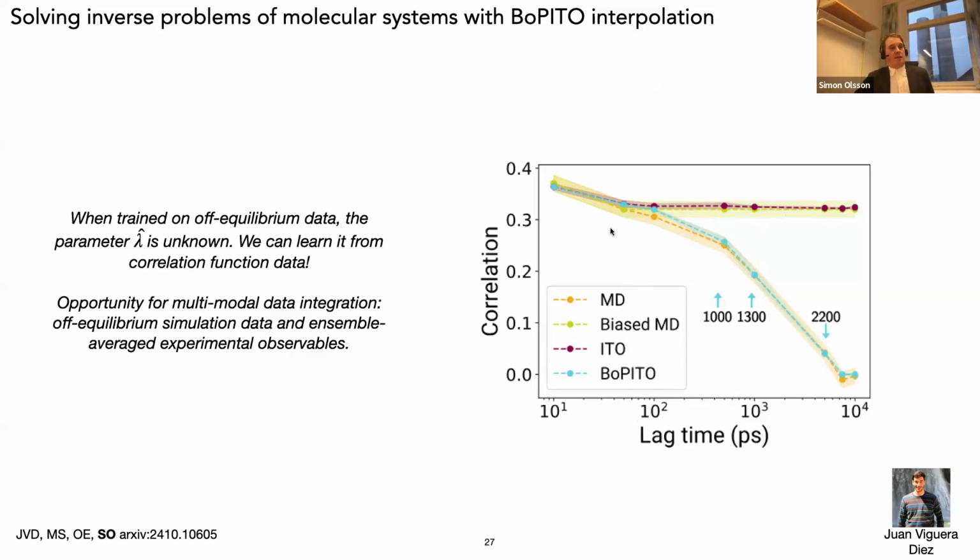So this is how we can estimate this lambda in practice, even if we haven't seen a transition between the slowest process in the system.